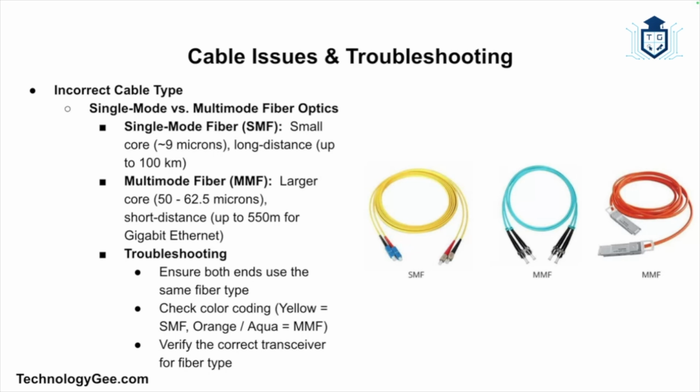When it comes to troubleshooting, you want to verify that both ends of the link use the same fiber type. You want to check the color coding of the fiber cables: yellow for single mode fiber, and orange or aqua for multi-mode fiber. And you want to ensure the correct transceiver is used for the fiber type.